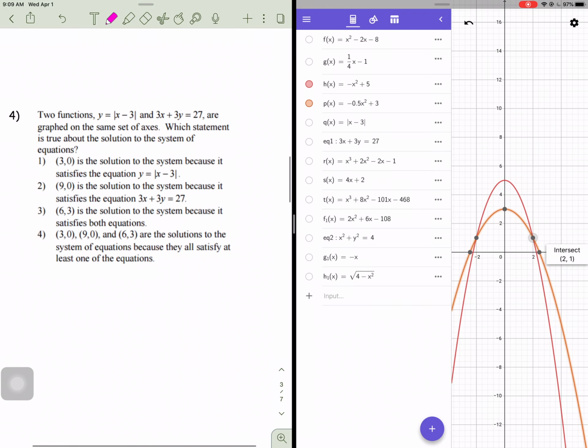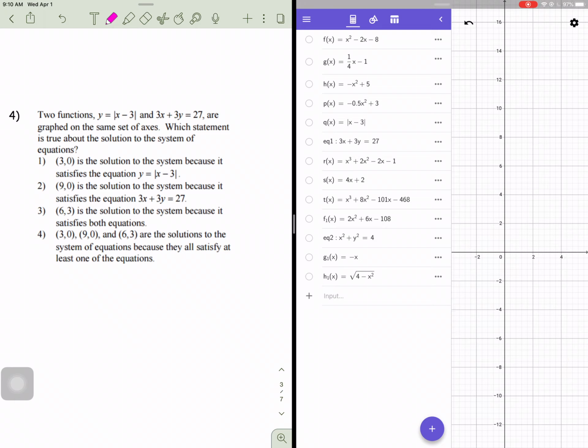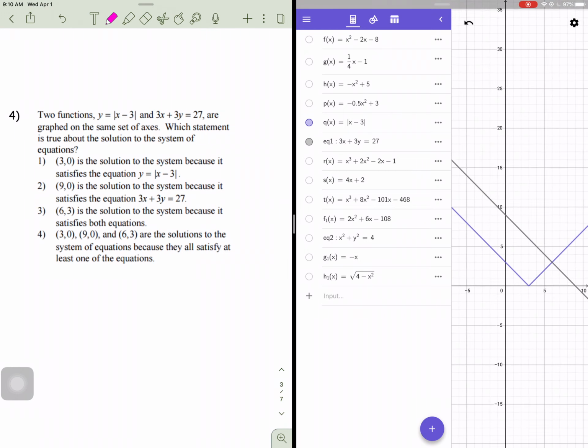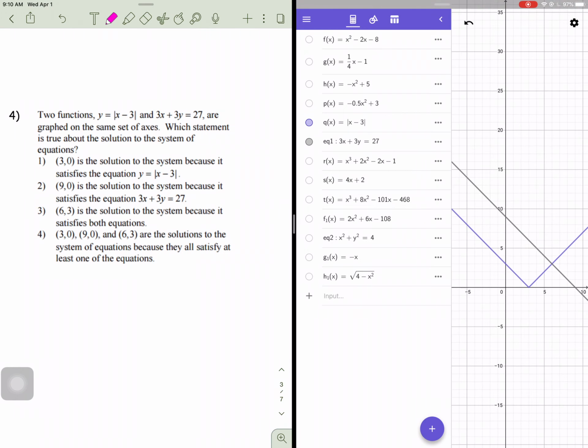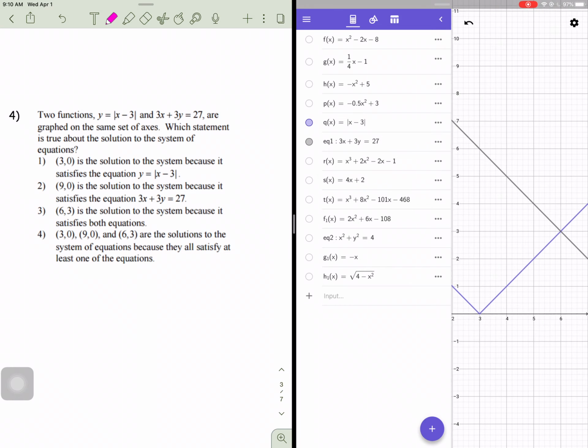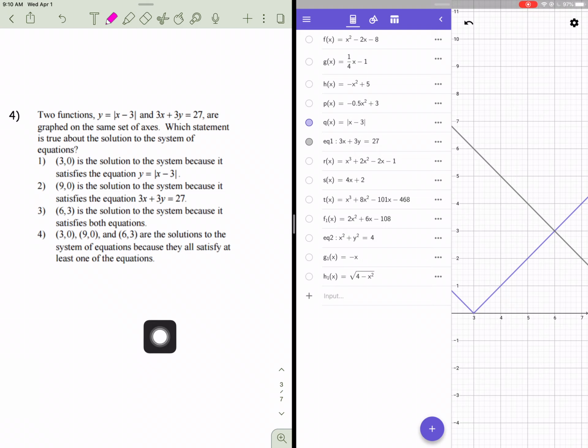Number 4, two functions, y equals the absolute value of x minus 3 and 3x plus 3y equals 27. Here we go. Okay, it says, which is true about the solution of the system of equations? Well, if we see the intersection, it's at, let's see, 6, 3. So 6, 3 is the solution to the system because it satisfies both equations, choice 3.